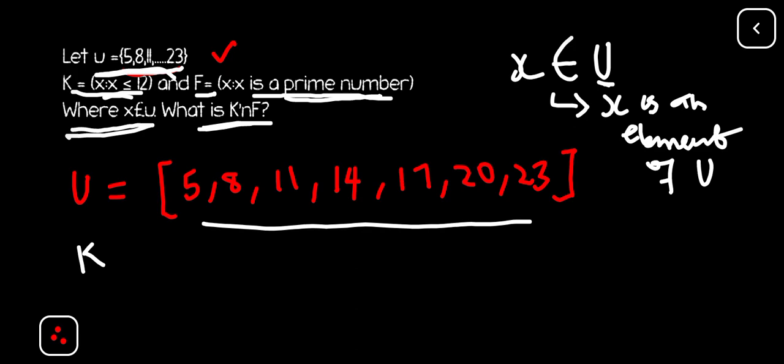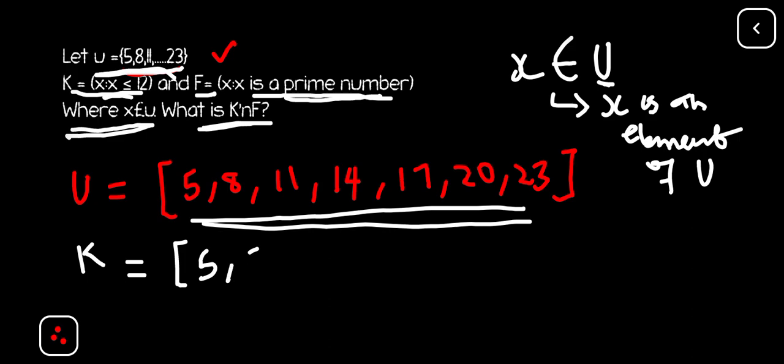Now K is x where x is less than or equal to 12. If you understand range a little bit, you understand that we're talking about all the values less than 12. And since x is an element of the universal set, we're speaking from here. All the values less than 12 in the universal set are 5, 8, 11. They say less than or equal to 12, but we do not have 12 in the universal set, so we're not listing 12. So K is just 5, 8, 11.